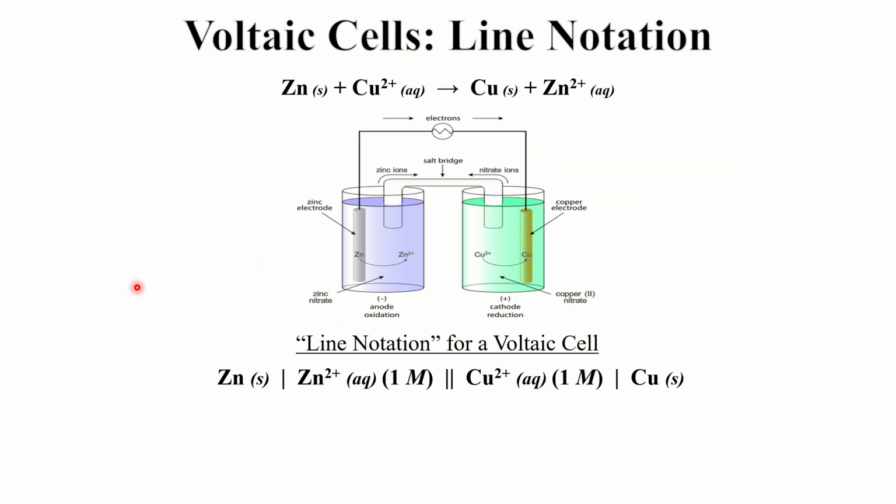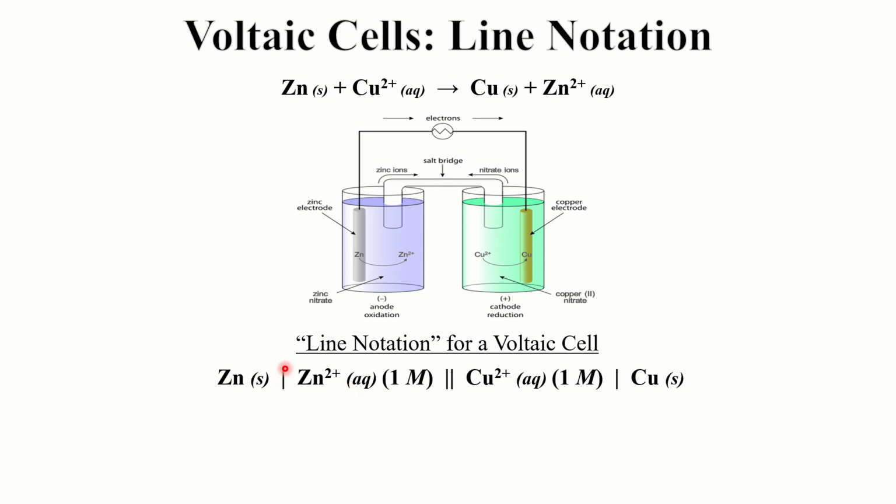All right, you're also going to see something referred to as line notation. Line notation is a shorthand way of representing a voltaic cell. And the way line notation is written is you write it exactly as it appears in the diagram. So you start by writing the anode, so you write the solid of the anode, the ions of the anode.